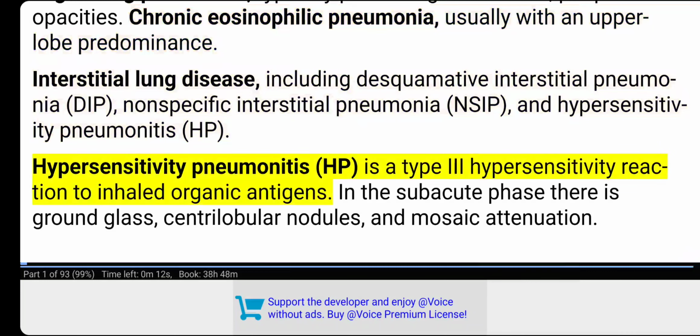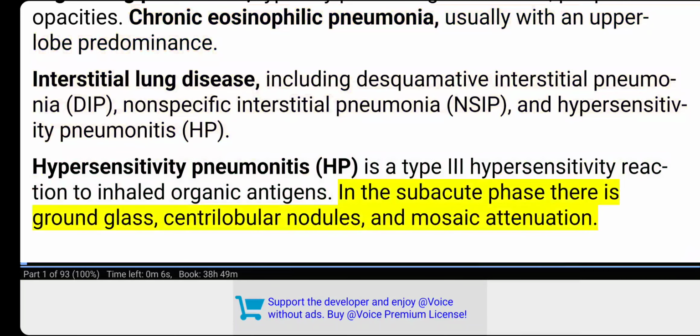Hypersensitivity pneumonitis, HP, is a type 3 hypersensitivity reaction to inhaled organic antigens. In the subacute phase there is ground glass, centrilobular nodules, and mosaic attenuation.